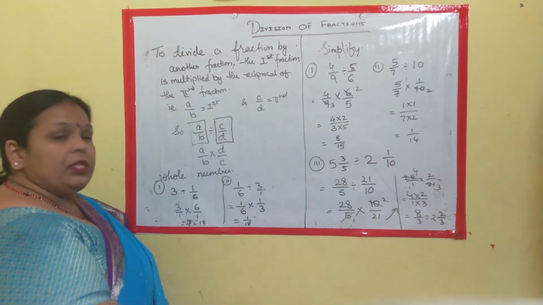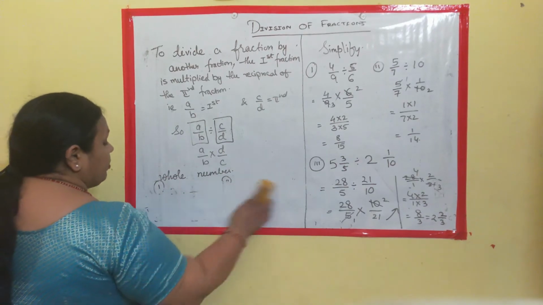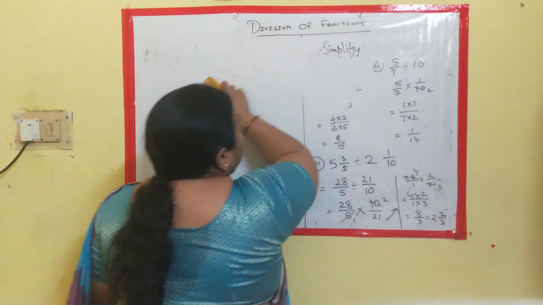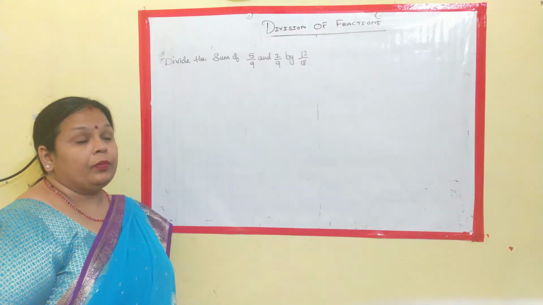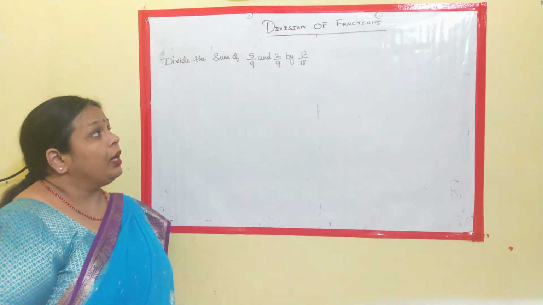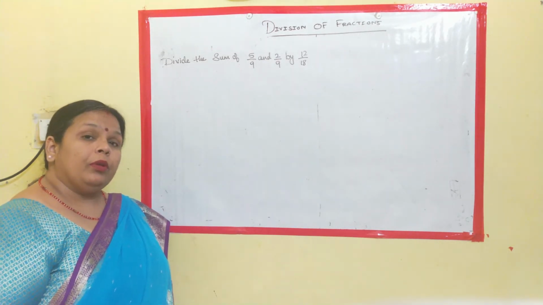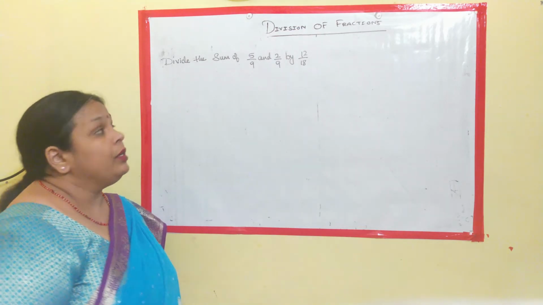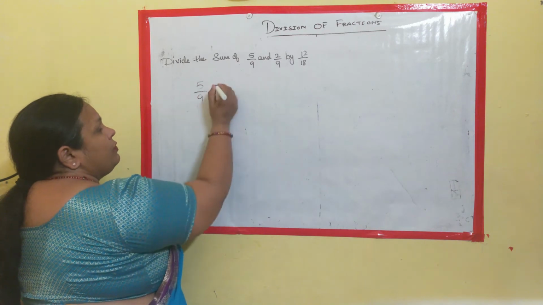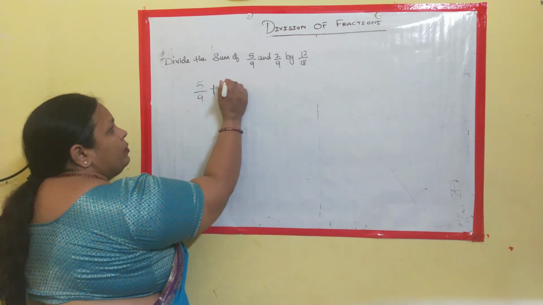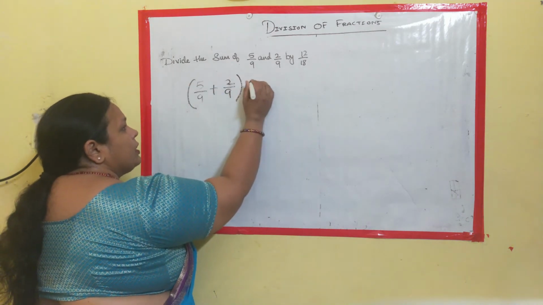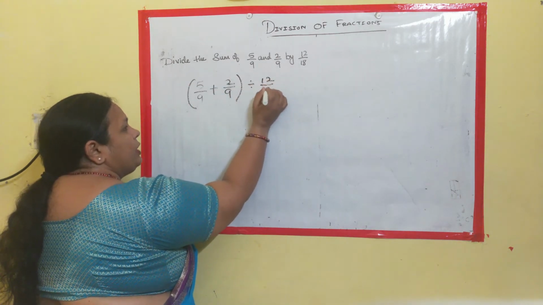Now after these examples, let's take a few more examples. Now to the next example. Divide the sum of 5 by 9 and 2 by 9 by 12 by 18. So the question says that 5 by 9 is a fraction and 2 by 9 is the other fraction. Now divide this by 12 by 18.